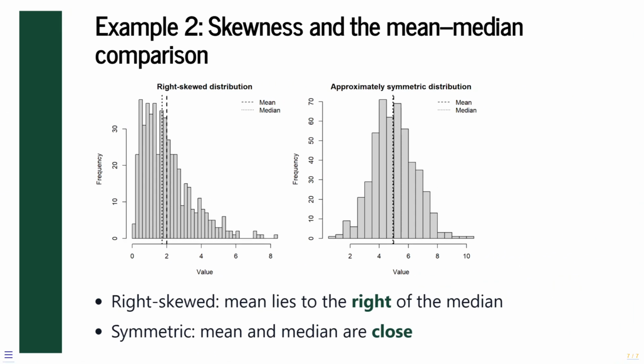The following simulates data from a right-skewed distribution and a symmetric distribution and plots them side by side. Notice how the mean and median behave. In the right-skewed distribution, the mean lies to the right of the median, reflecting the pull of larger values. In the nearly symmetric distribution, the mean and median are close together.